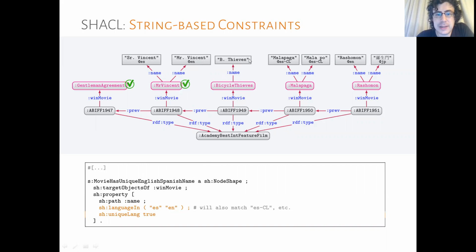Bicycle thieves. So we have no language tag. Since we have no language tag, it doesn't satisfy. It's not in the list of options here. So this will fail. This one here, we see that both of the language tags will actually match. They will be satisfied here. So that's fine. The only problem is that it breaks the unique language constraint. So we see that we have two names in the same language. So this fails. And this one here, we see that it's going to fail because we have Japanese, which is not one of the alternatives that were allowed for the language tags.